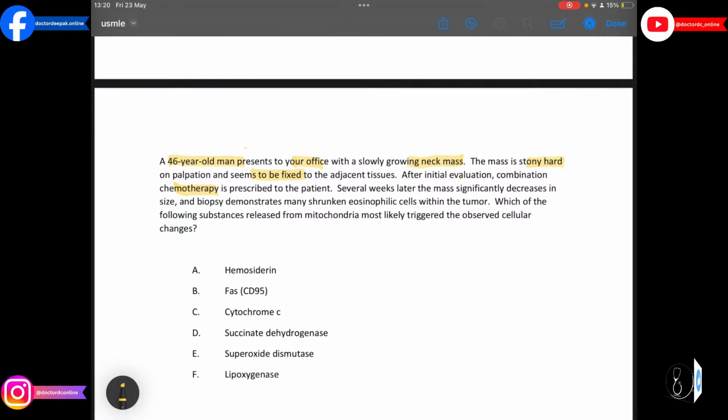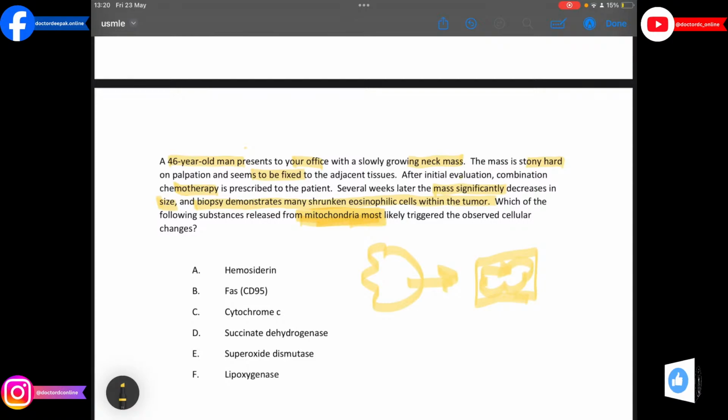Several weeks later, the mass significantly decreased in size, and biopsy demonstrates many shrinking eosinophilic cells within the tumor, which is a foreign substance released from the mitochondria, most likely triggering the observed changes. Actually, in this mechanism, the cell size is increased at first, and after some time the cell gets shrunken or decreased, due to a substance that is released from the mitochondria.